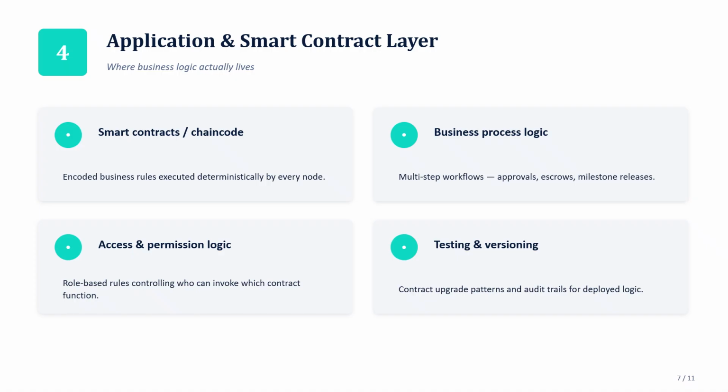Then we are going to look at access control logic: who can call what, and who can control which access. All permissions are run there. It also defines who can invoke which contract function. Then testing and versioning. It is a discipline, since deployed contract logic is hard to change.